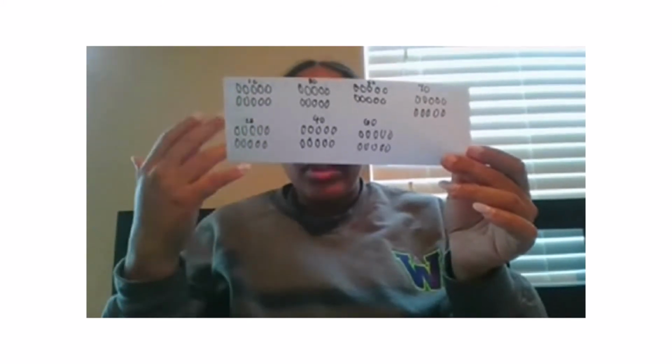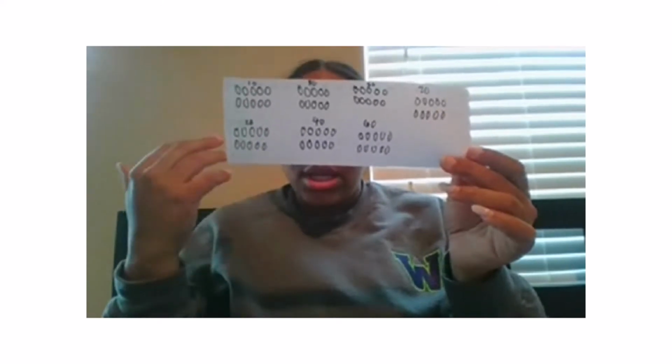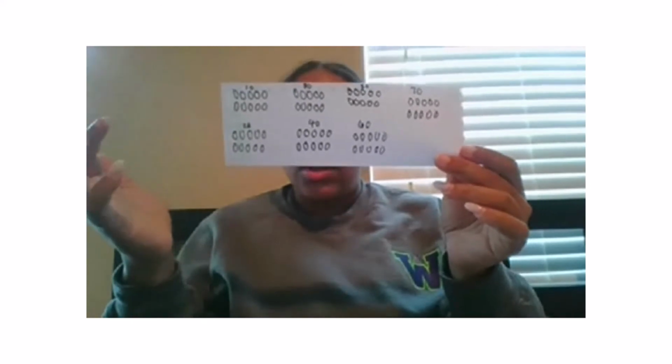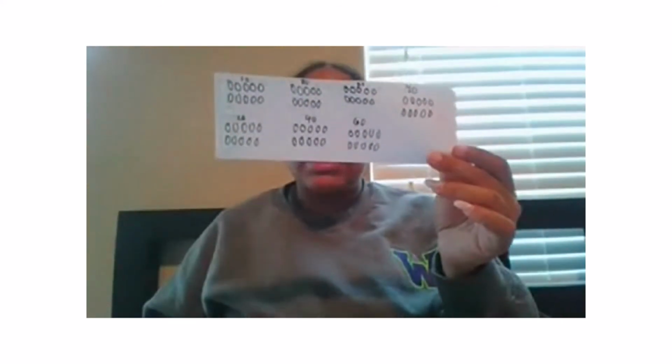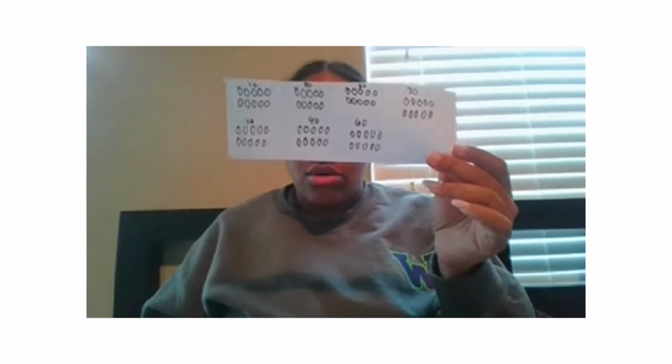So now if I count by 10s, I'm going to figure out my question, which is how many fingers will show on the poster. So we count by 10s: 10, 20, 30, 40, 50, 60, 70. So that means that 70 fingers will show on the poster board.